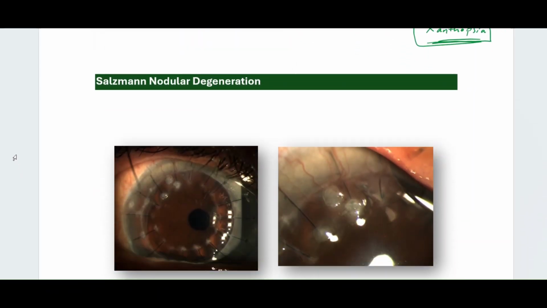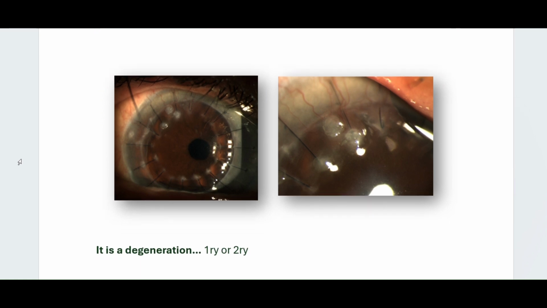Now we move to Salzmann nodular degeneration as another example of corneal degenerations. Actually, in 1923, Salzmann described these nodules as corneal dystrophy because it might happen bilaterally. But afterwards, he retracted his word and described it as a degeneration because he usually associated it with inflammation. So he could classify two kinds of Salzmann nodular degeneration, the primary type and the secondary type.